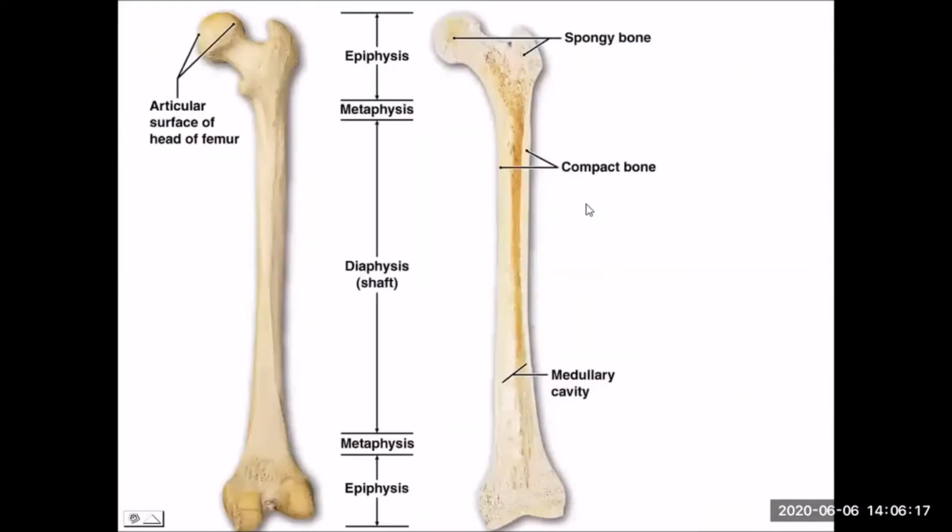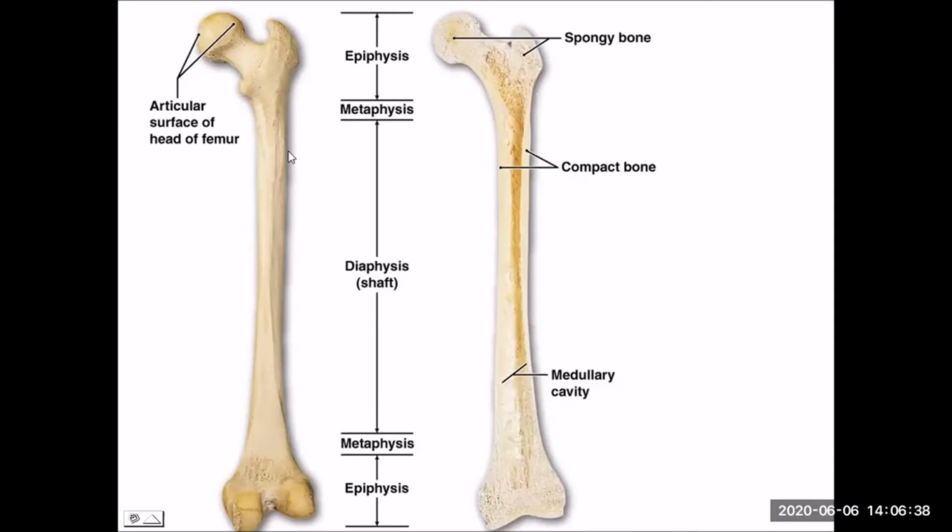So that starts here. The slender midsection of a long bone, that's the term diaphysis. And the enlarged ends, this entire side versus this opposite end. These are the epiphyses of a long bone, epiphysis singular.